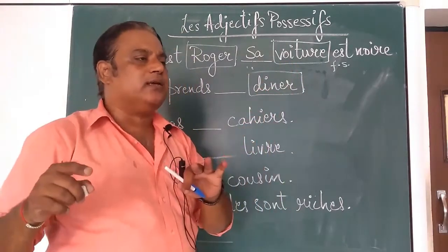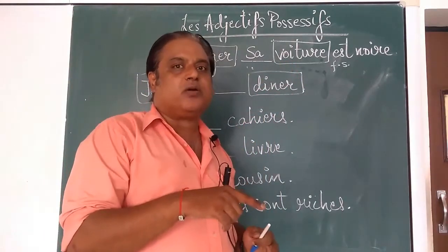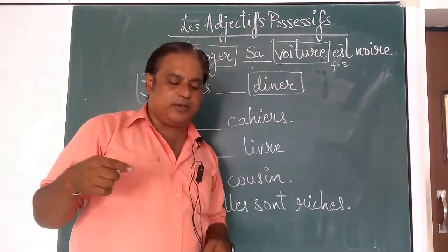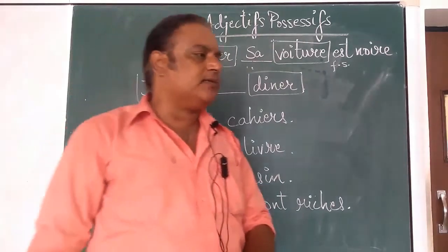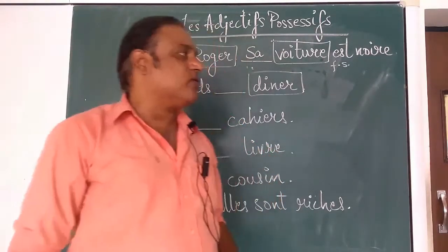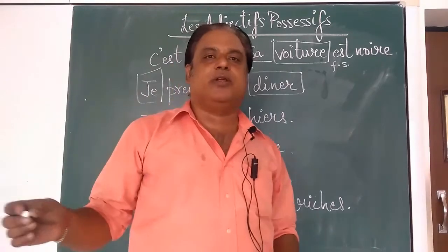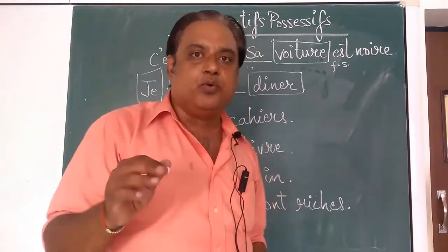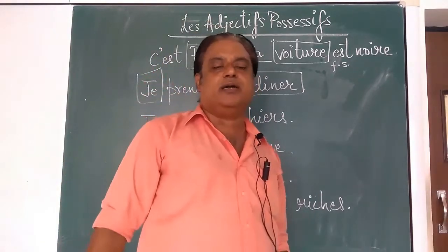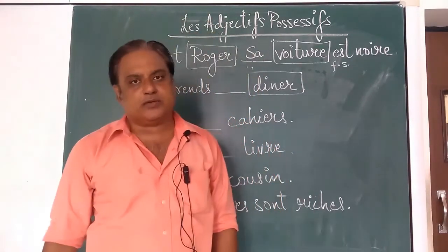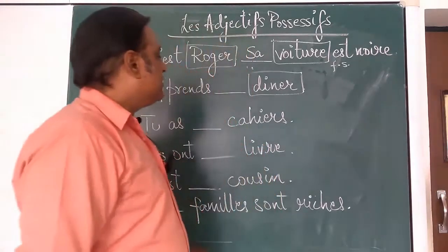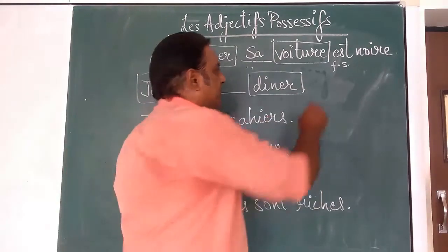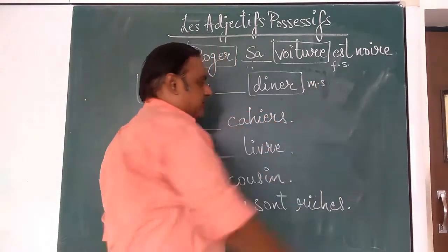Rather, you should do one thing. Find out if it is singular or plural first, and then find out if it is masculine or feminine. Why am I suggesting this? Because once you find out that your object is plural, no need to go in for masculine or feminine, because at plural we have just one word used for masculine plural as well as feminine plural both. So here, dîner suggests that it is a masculine singular object.